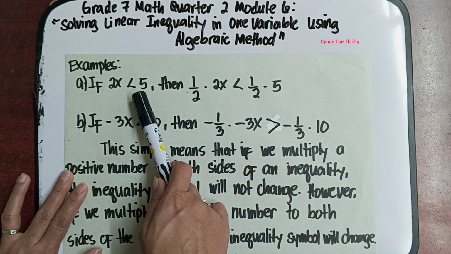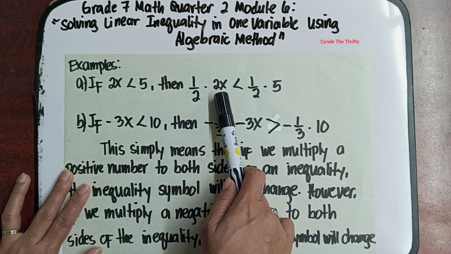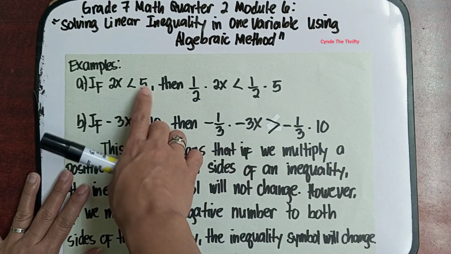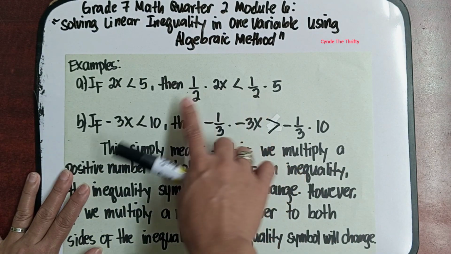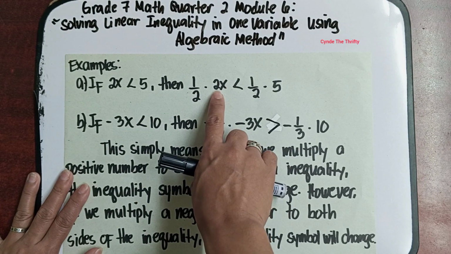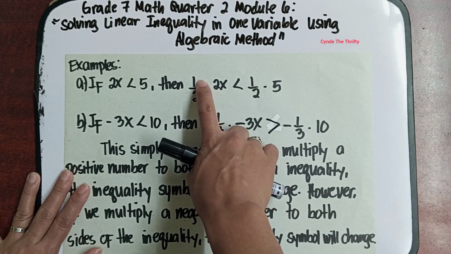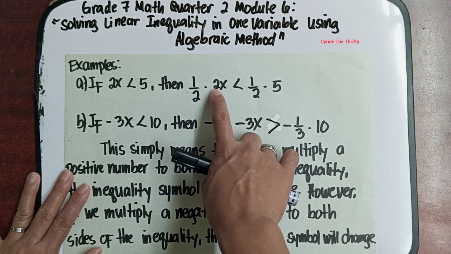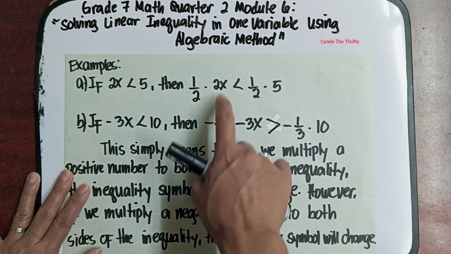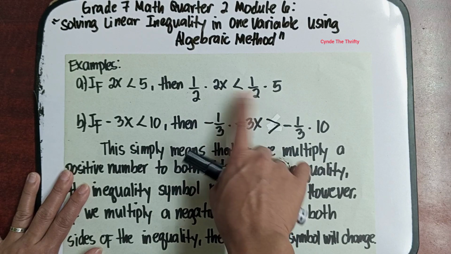If 2x is less than 5, then 1/2 multiplied by 2x is less than 1/2 multiplied by 5. Ito yung sinabi ko na both sides, i-multiply natin pareho sa parehong number. So dahil 2x dito, i-multiply natin siya sa kanyang reciprocal. Ang reciprocal ni 2 is 1/2. Ibig sabihin, kabaliktaran ni 2. Si 2 is automatic meron siyang denominator na 1, so 2 over 1. Ang kabaliktaran ni 2 is 1/2. So i-multiply natin both sides ng 1/2.